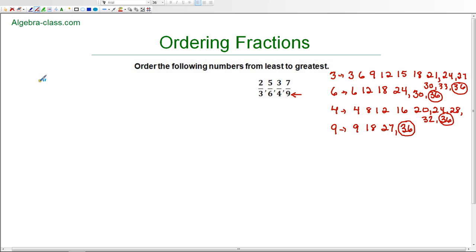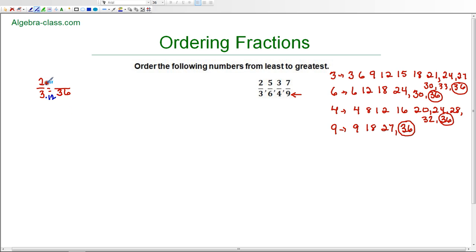So what I need to do now is take each of these fractions and rewrite them so that they have 36 as a denominator. So I'm writing equivalent fractions, meaning another fraction that has the same value as the original fraction, but is written with a denominator of 36. I need to ask myself, 3 times what is 36? Or 36 divided by 3 is 12.